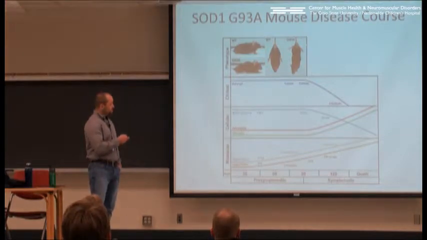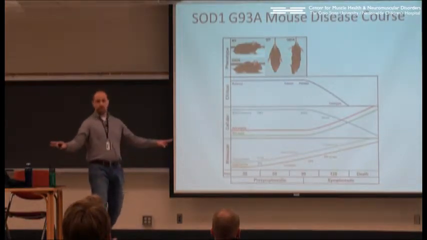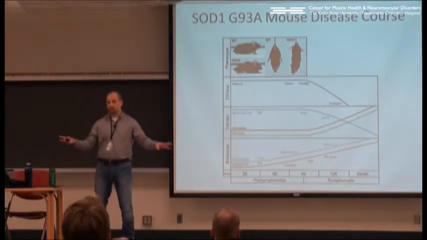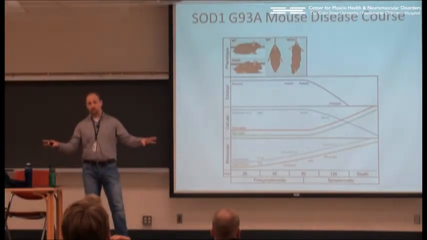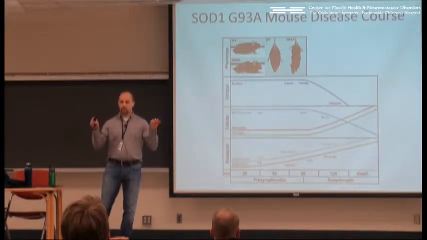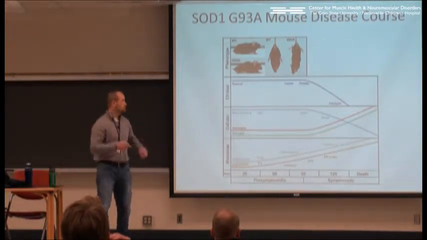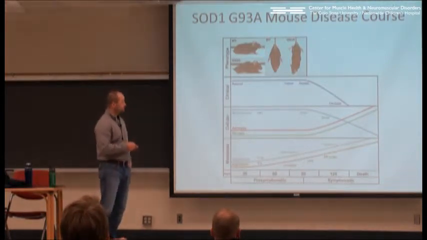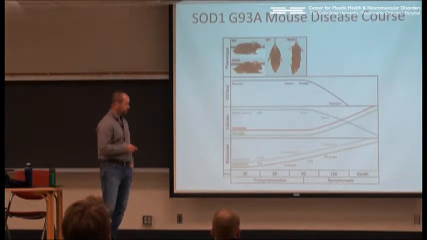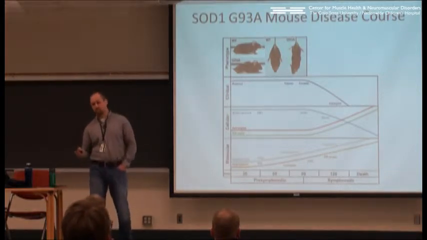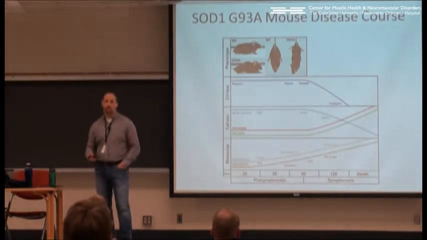And then as they advance, you can pick them up, and a normal mouse will splay its limbs out if you hold it suspended by the tail. Mice with neuromuscular weakness will tend to clasp in a little bit. They can't hold their legs out this far. And then you see a precipitous decline. So then what will happen generally is they won't be able to use their hind limbs.